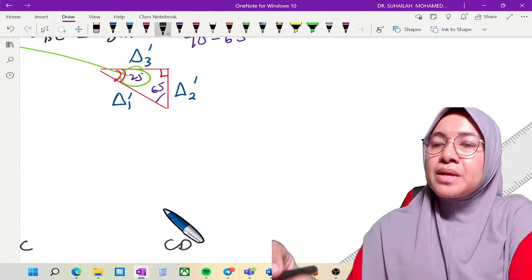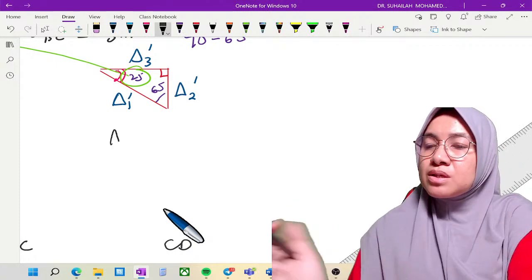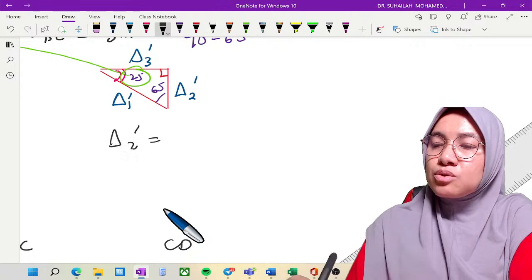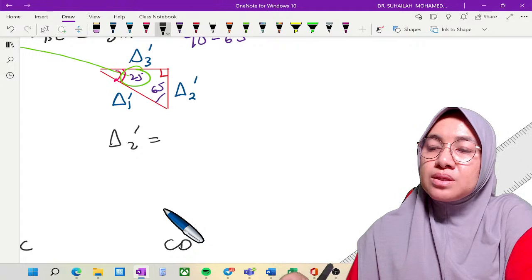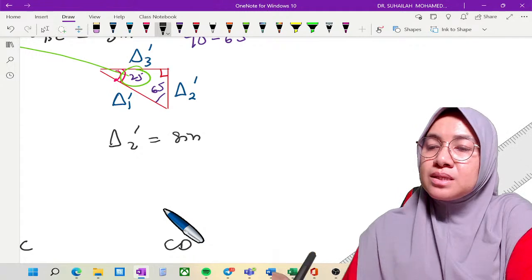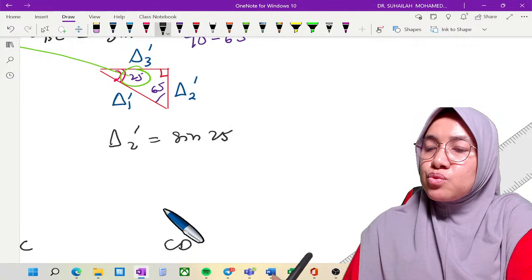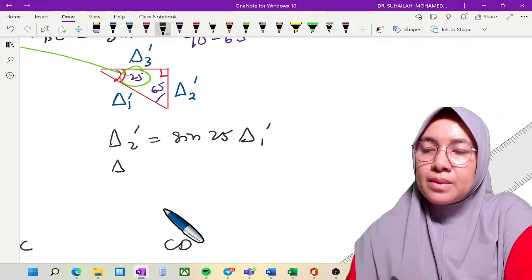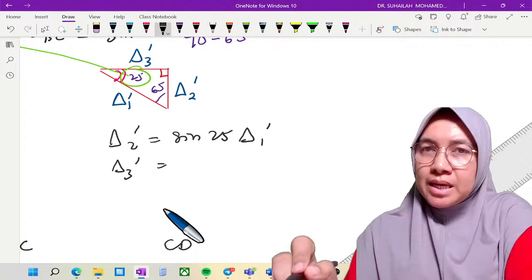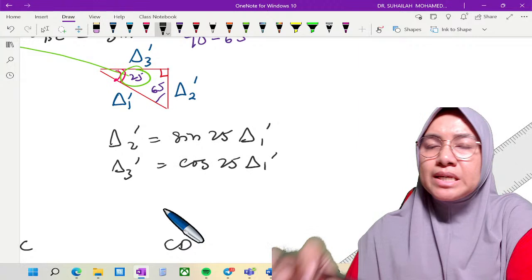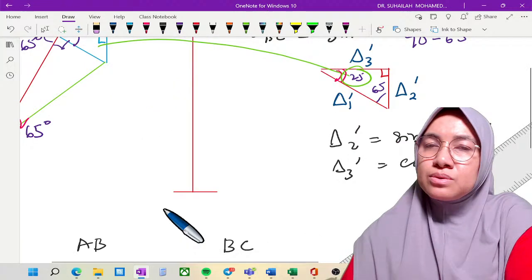So for delta 2 in terms of delta 1, we use sine: delta 2 prime equals sine 25 delta 1 prime. And then delta 3 prime equals cos 25 delta 1 prime, because we used the 25 degree angle. So this we substitute into the table just now.